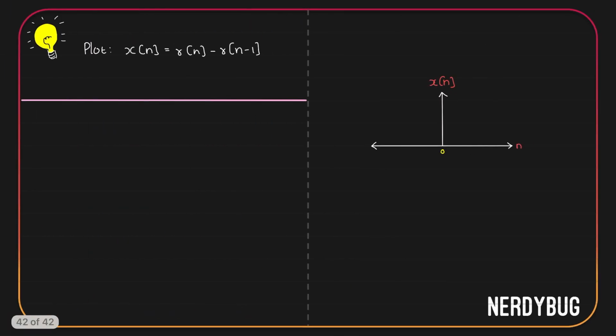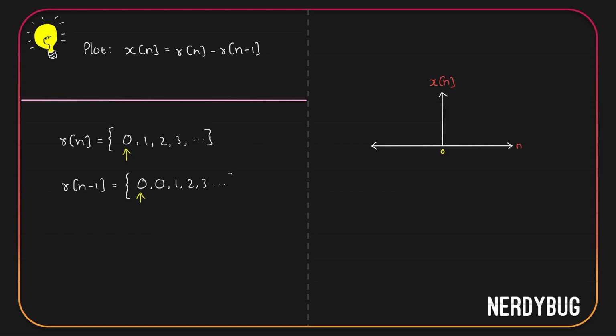Let us now solve a problem. We have to plot x of n, and x of n is r of n minus r of n minus 1. First, let's write r of n in the form of a sequence. So we'll have 0, 1, 2, 3, like that. And our zeroth term is 0. R of n minus 1 will be shifted 1 unit towards the right. So the 0th point will be over here. Then we have another 0, 1, 2, 3, etc.